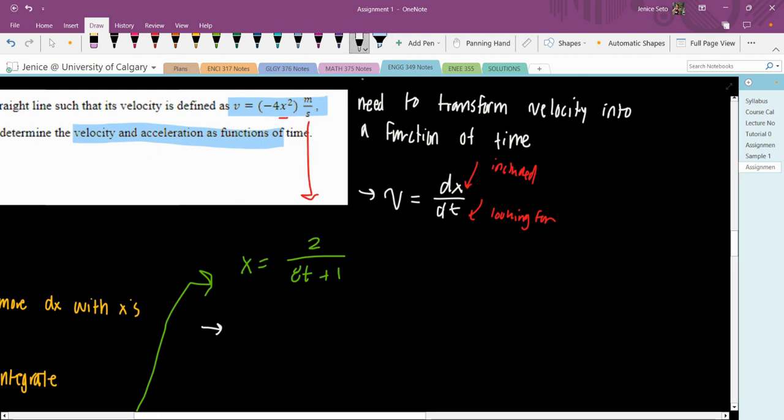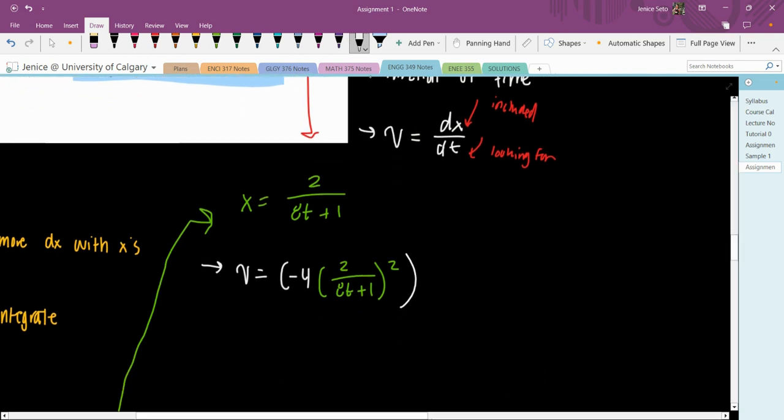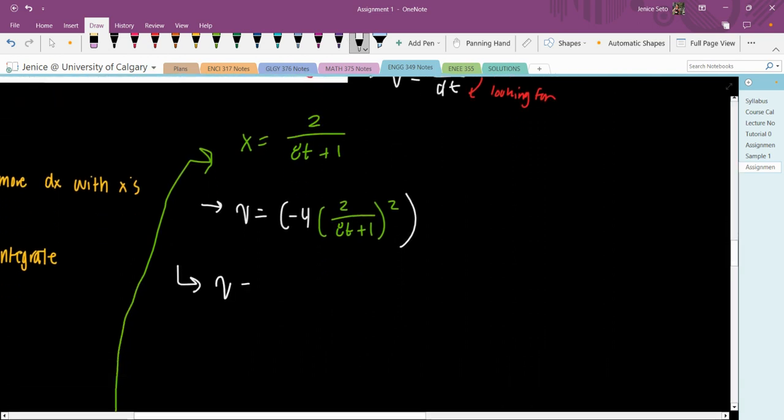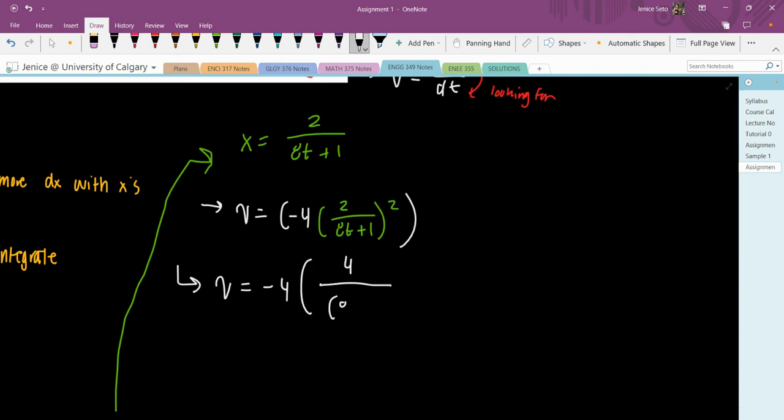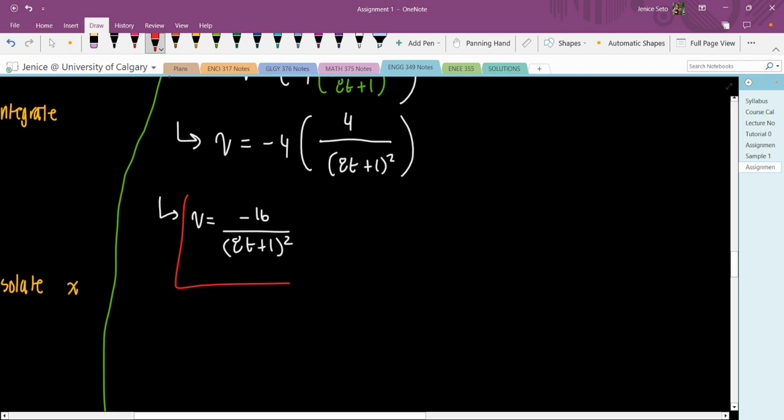So when that happens, it's going to give us v equals negative 4. Inside the brackets, we have 2 over 8t plus 1, squared, as it sits in place for our x. So that's going to give us v is negative 4. Inside our brackets we have 4 over 8t plus 1 squared. And finally, that is going to give us v is equal to negative 16 over 8t plus 1 squared. And that is the answer to our first problem.